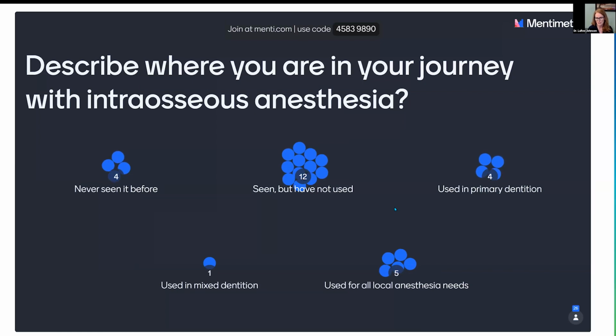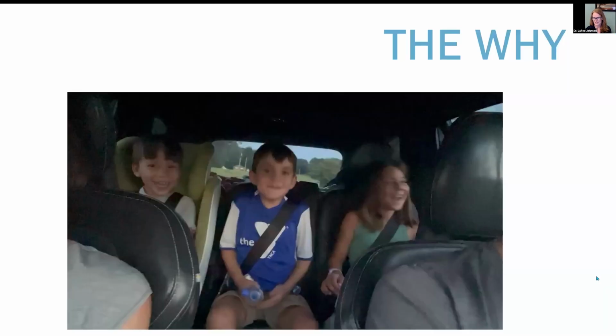I think some people I can see are still trying to get into Menti. But this gives us a sense that most of us know what we're talking about, but maybe haven't exactly done it. Somebody put mixed dentition in there. Great, use in mixed dentition is a great pathway on the journey. All right, we're going to continue on here. Oh, they're still coming. All right.